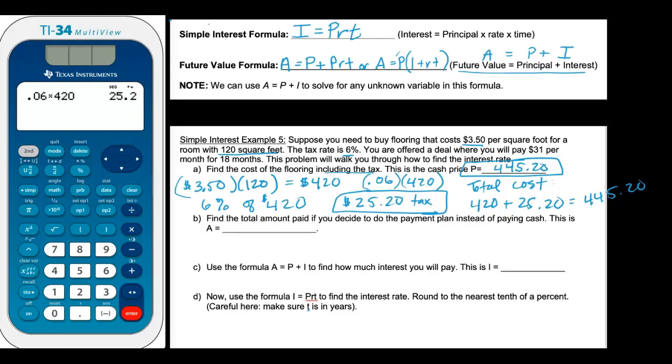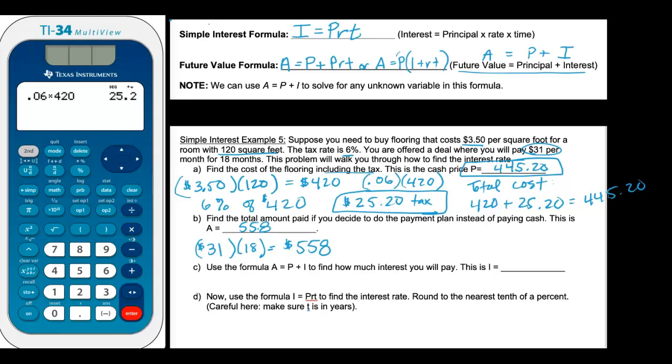So what I'm going to do is find the payment per month. So that's this $31 per month, times 18 months. If we multiply those two numbers together, we get $558. Okay, and that is going to be our future value, so the total we would pay if we went the payment route.